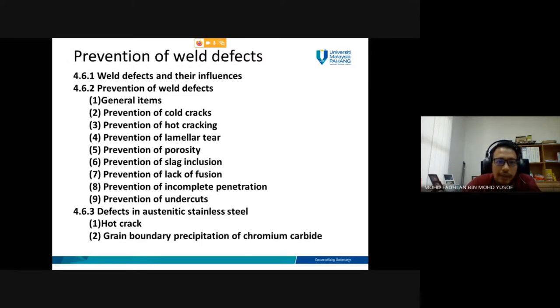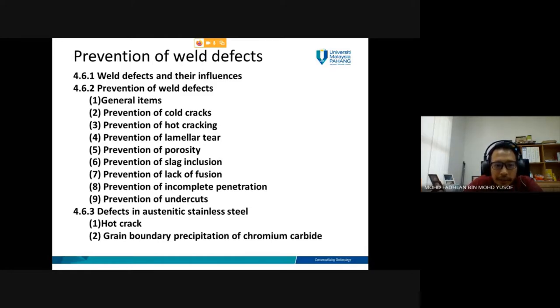And then we are going to look into how to prevent the weld defect, such as prevention of cold cracks, hot cracks, laminar tears, porosity, slag inclusion, lack of fusion, incomplete penetration, and also undercut. Banyak lagi type of defect, tapi kita tengok kepada yang commonly occur dan lebih kita katakan severe. Maksudnya lebih bahayalah sekiranya kita biarkan defect ni terus berada dalam weld component kita.